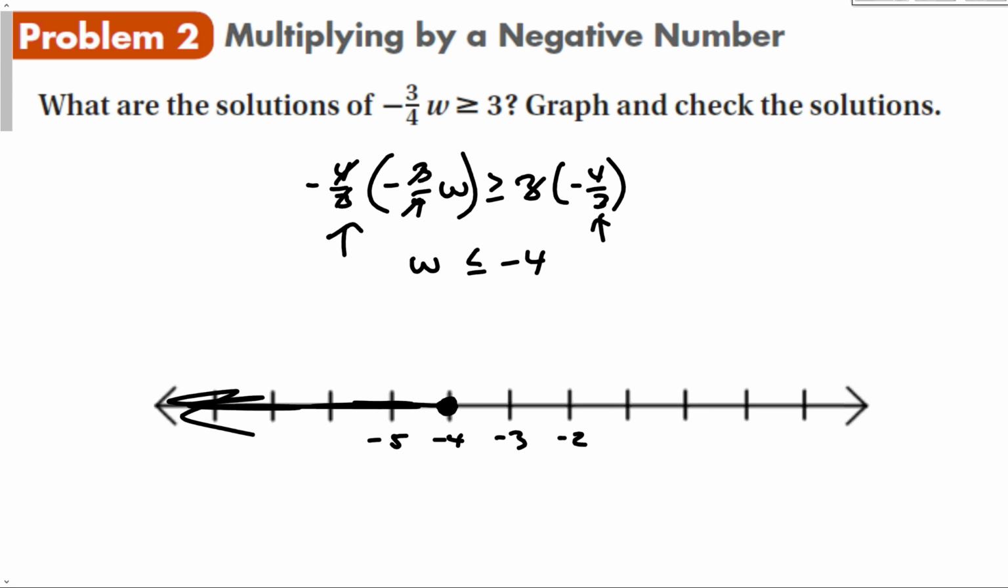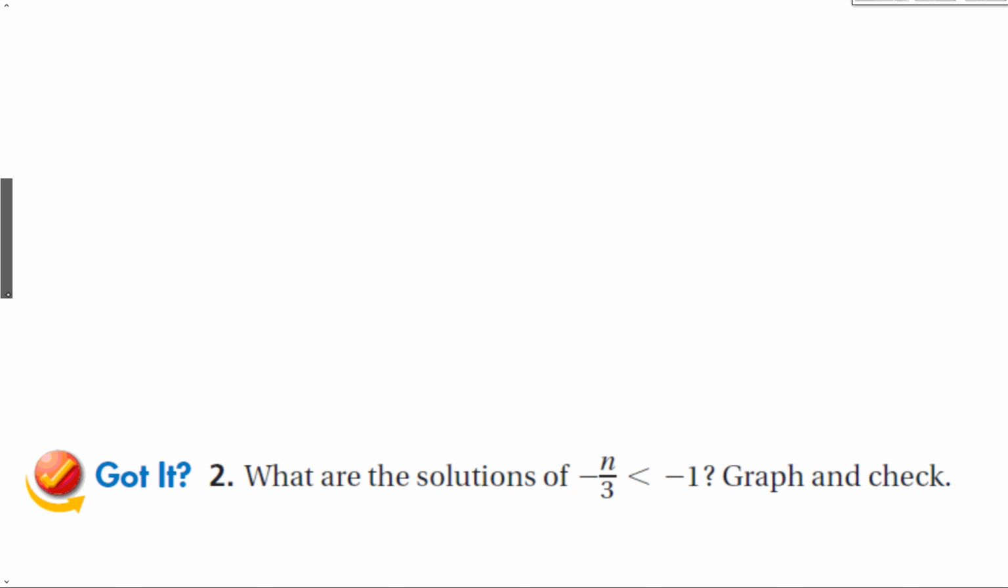And of course, if we wanted to, we can check like we did in the last lesson. We can plug in any number that we want. Easiest thing to do is plug in 0. So when I plug in 0 for w, 0 times negative 3/4 gives me a 0. Is 0 greater than or equal to 3? Oh, sorry, that is false. So 0 is not greater than or equal to 3, and you can see that 0 is not part of my solution. Okay, so my graph makes sense.